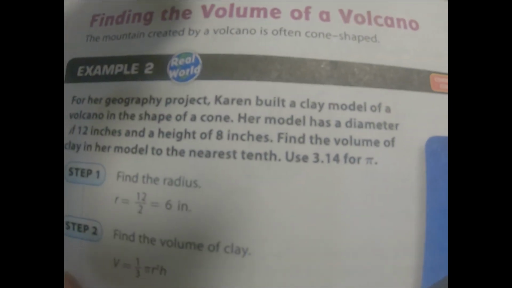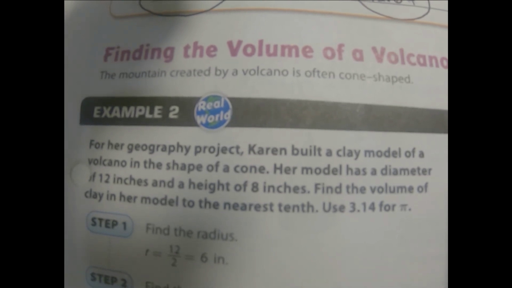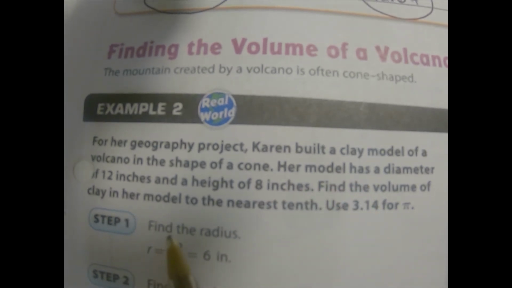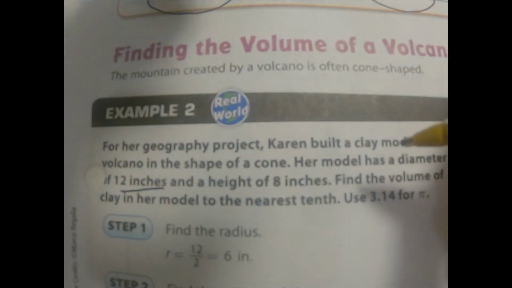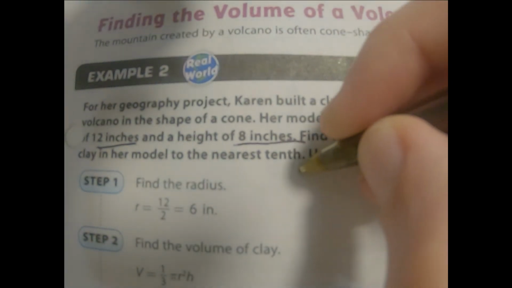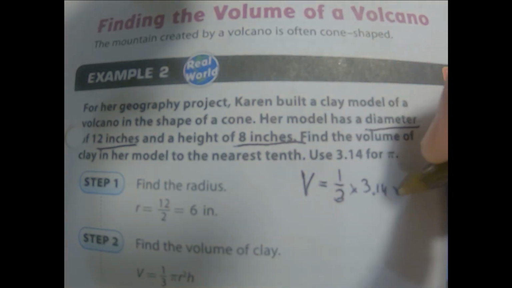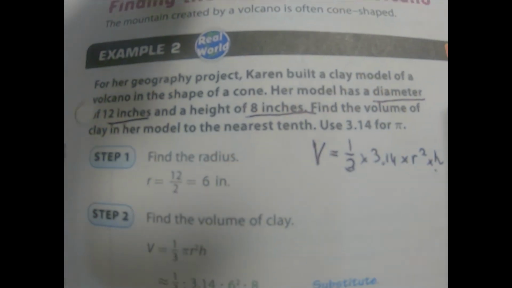Now that we can find this, we're going to go ahead and put it into practice by actually finding it in context. So for her geography project, Karen built a clay model of a volcano in the shape of a cone. Her model has a diameter of 12 inches and a height of 8 inches. So I already know that the 12 inches diameter is important and the 8 inches is important, because for my equation for volume of a cone, 1/3 times 3.14 times radius squared times height, I know I need a height, which it's given me, and a radius, which it's semi-given me.